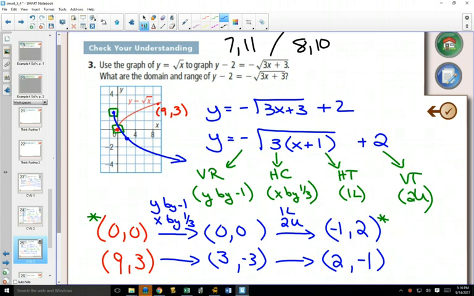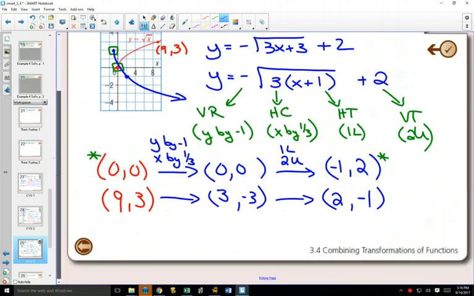What's my new domain and range of my blue graph? The domain, the smallest x value, is -1. So x is bigger than or equal to -1. For your range, there is no smallest y value because it goes down forever, but it does have a largest y value at 2, so y is less than or equal to 2.